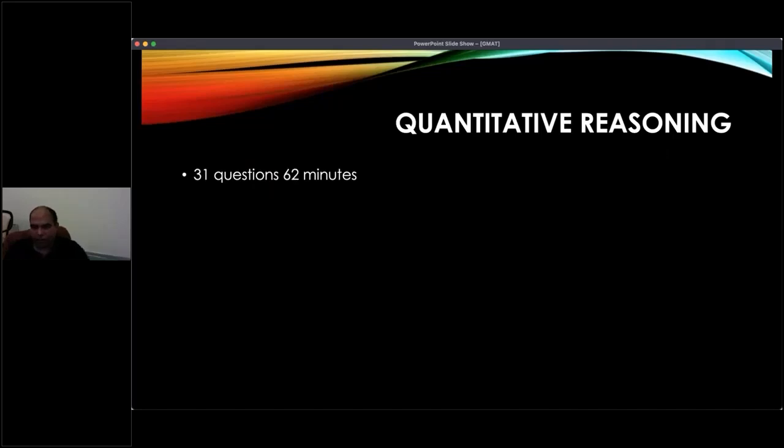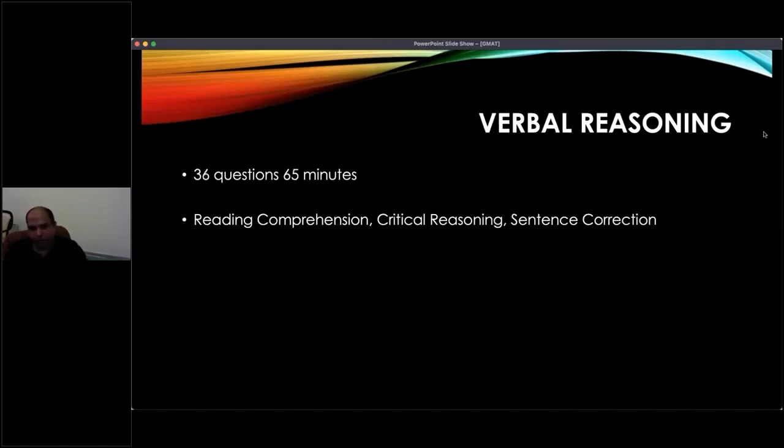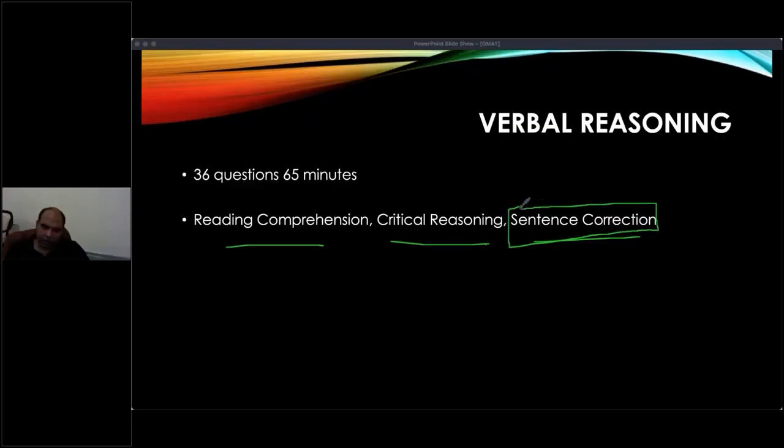So in quants and verbal, as I said, you just have to prepare 3 question types: critical reasoning, sentence correction, and reading comprehension. Just 3 question types, and you have to master each one of them. And there are tricks. In sentence correction, you don't really need to do the entire Ren and Martin and remember all the rules. That's not the route to get sentence correction correct.